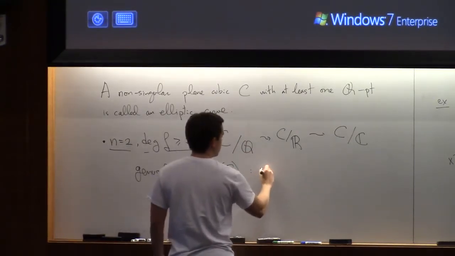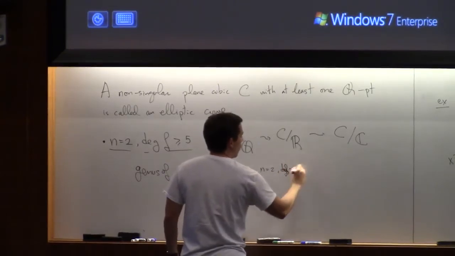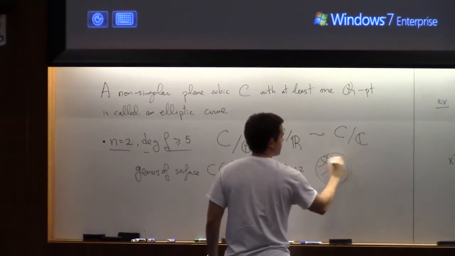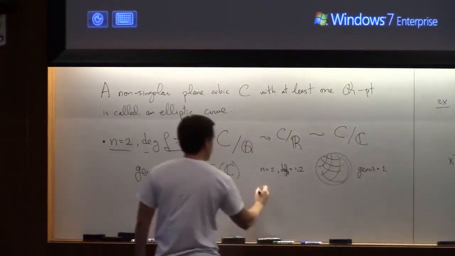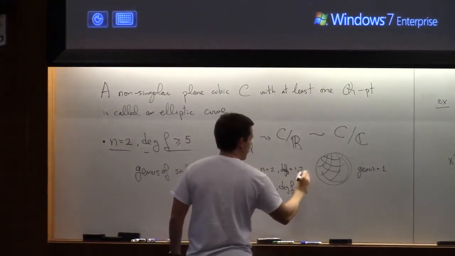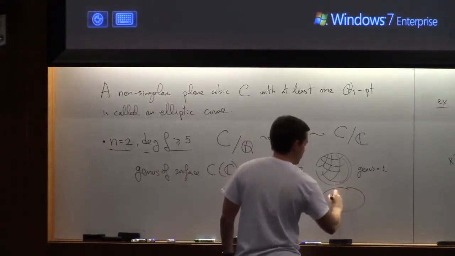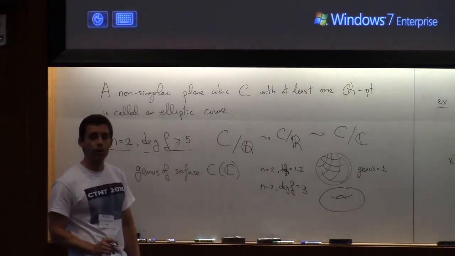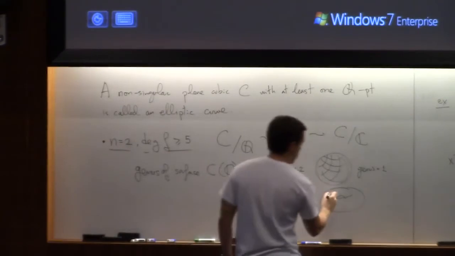So when n is 2, the degree of f is 1, 2, you get spheres. Okay, and the genus is 0. When the degree of f is 3 or 4, what you get is elliptic curves. An elliptic curve over the complex numbers is actually a torus. It has 1 hole. Okay?